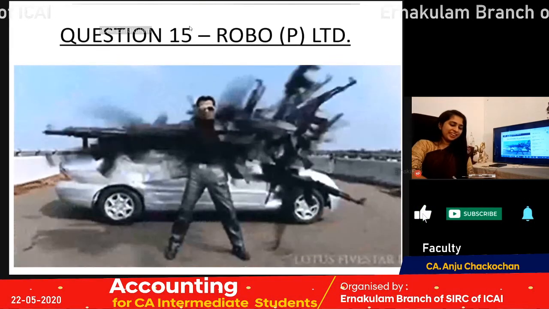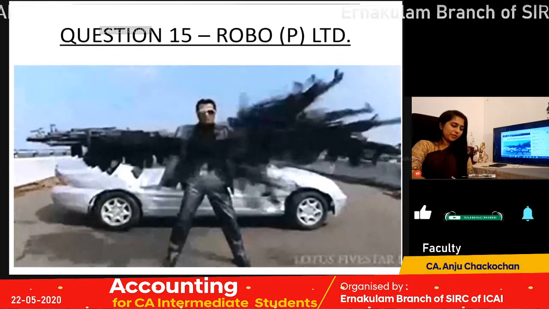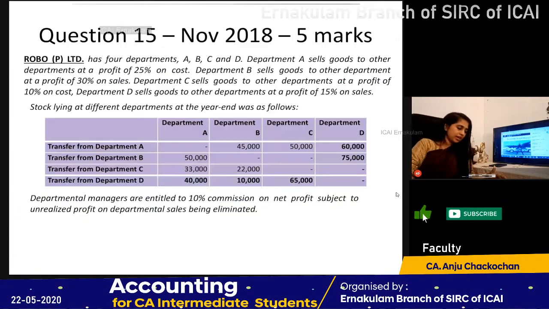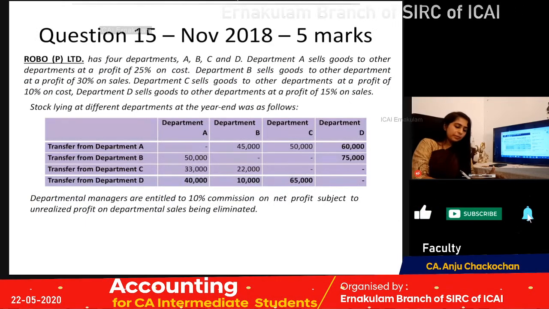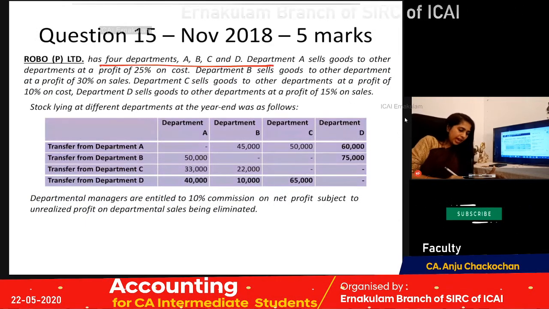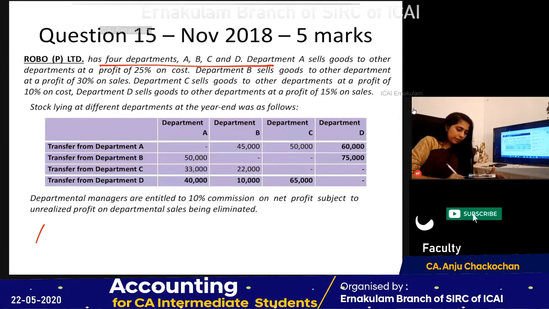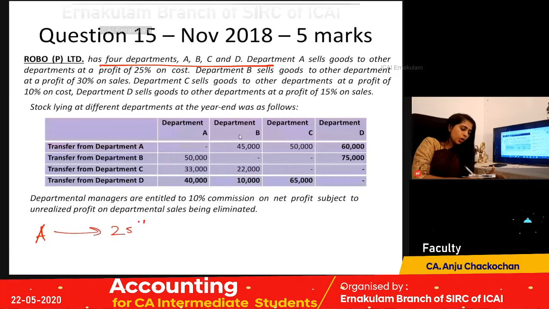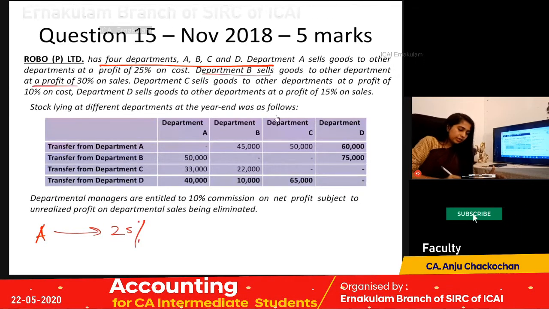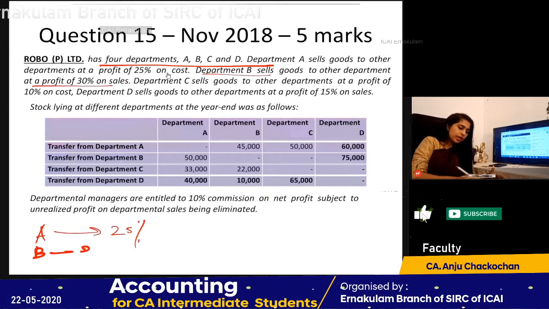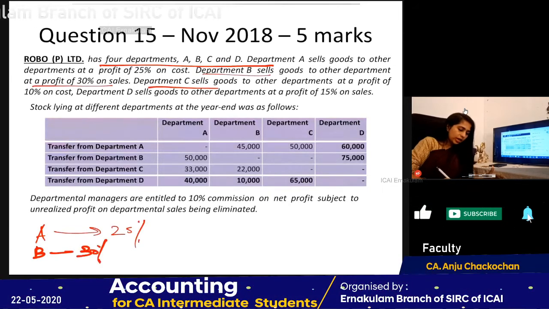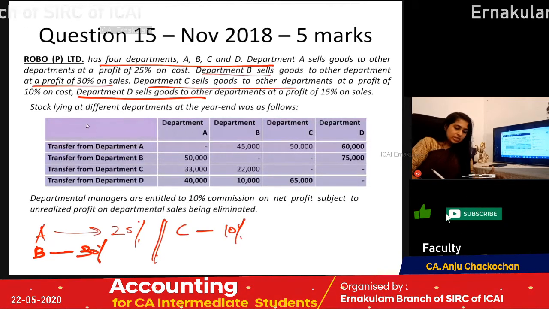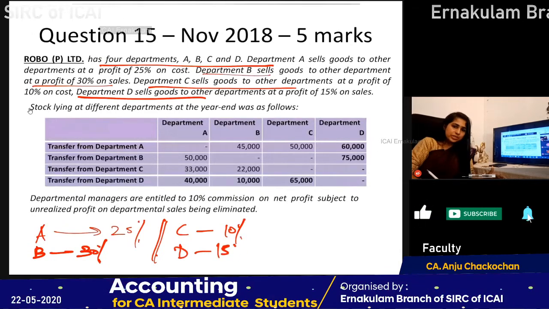All right, so now here we go with the question. I'll just read out the question. Robo Private Limited has four departments A, B, C, and D. Department A sells goods to other departments at 25% on cost. Department B sells goods to other departments at 30% on sales. Department C sells goods to other departments at 10% on cost. Department D sells goods to other departments at 15% on sales.